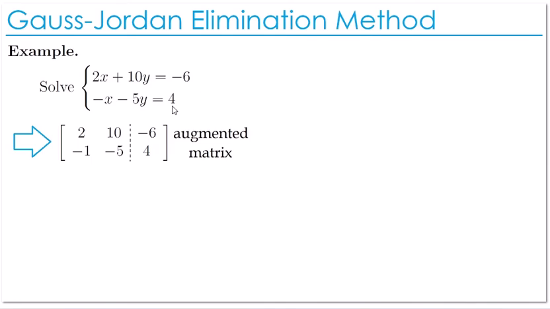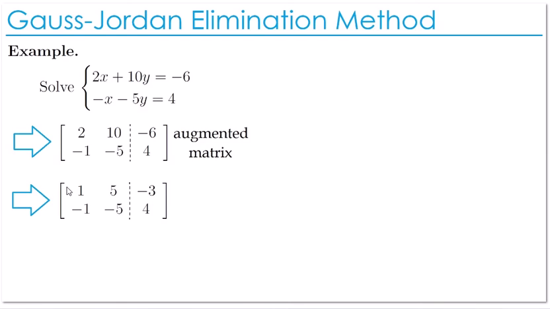Next, let us transform this into a matrix in REF. So what we can do here is divide first our row 1 by 2, because we want our leading one in our first row. So 2 divided by 2, that would be 1. 10 divided by 2, that is 5. And negative 6 divided by 2, that is negative 3. Now we have our leading one in the first row.